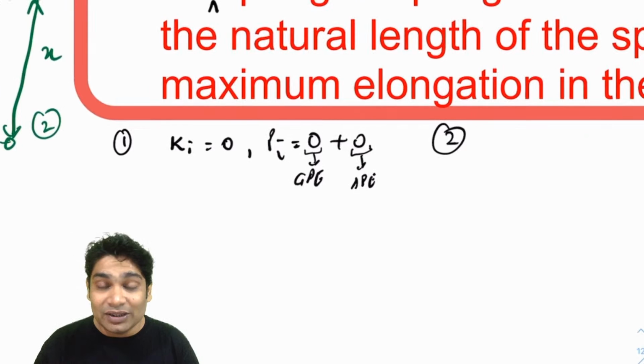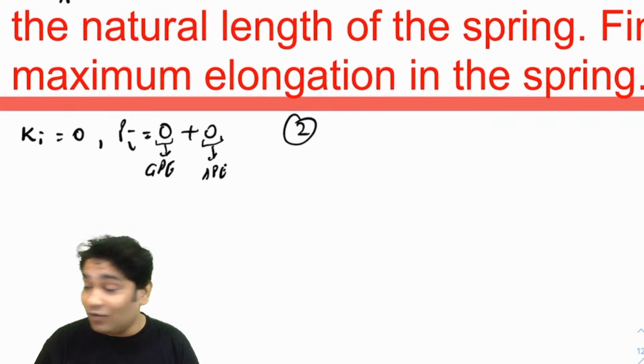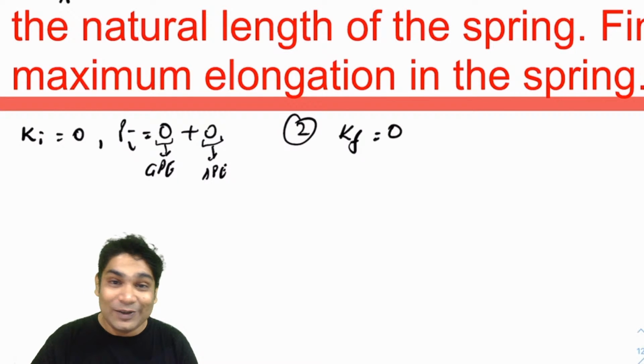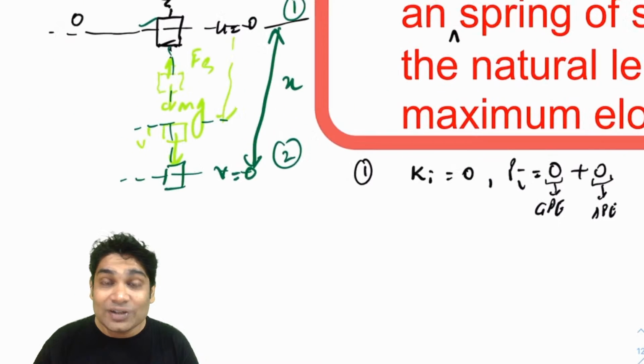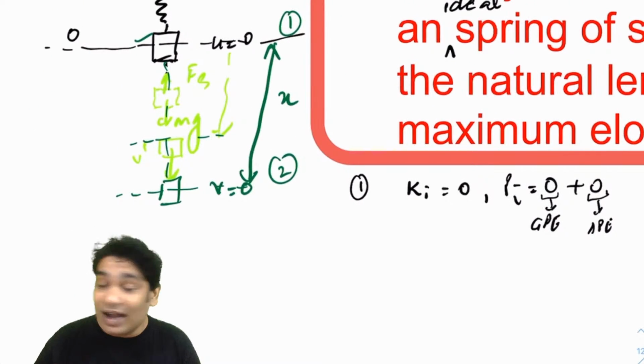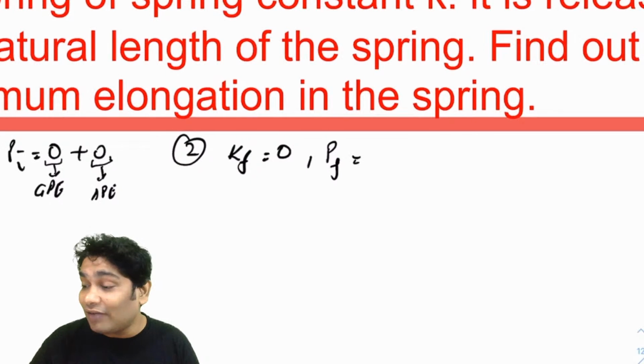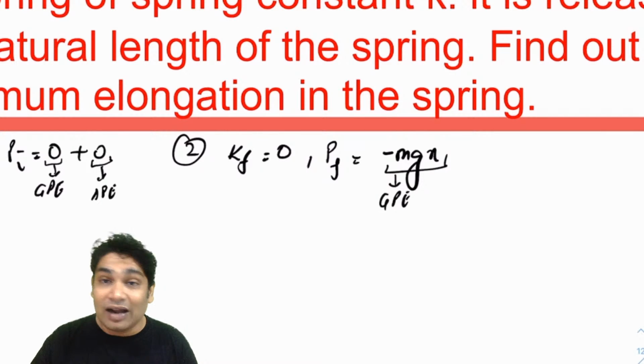So you need to remember that because V is 0, what will be the final situation kinetic energy? K final would also be 0. How about the final state potential energies? Let's talk about my gravitational potential energy. I realize that my block has come down by a distance x from my 0 reference level. So what will I write my gravitational potential energy as? Minus mgx. This is my GPE, gravitational potential energy.